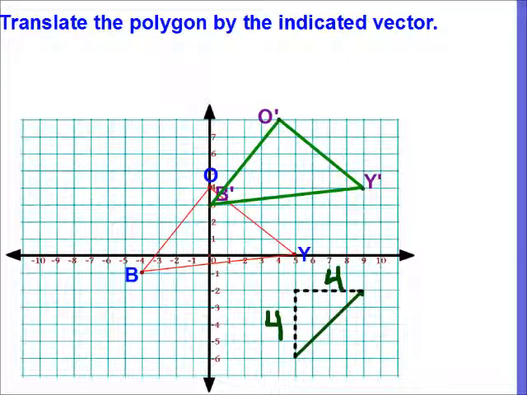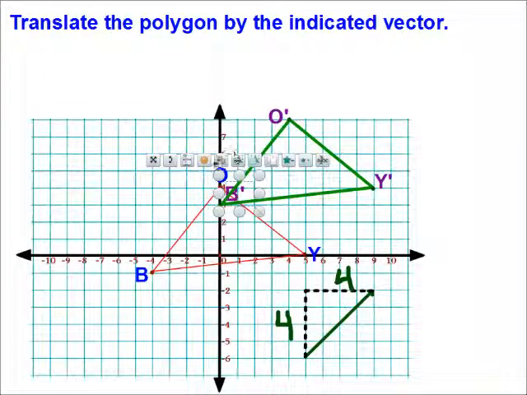And so now I have my translated triangle that's been translated in the direction and the distance of the vector, which was up 4 to the right 4.